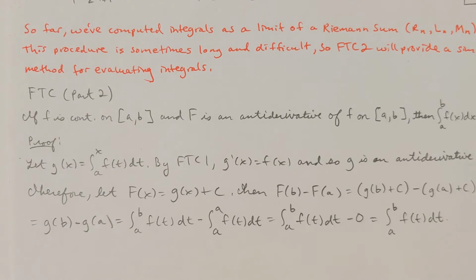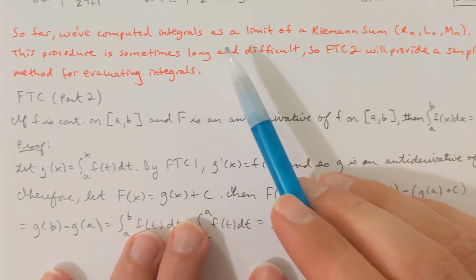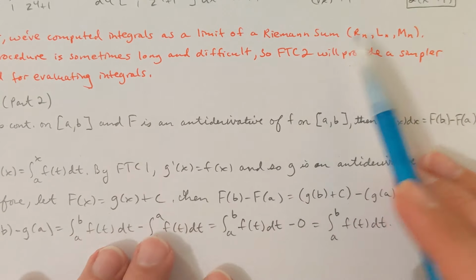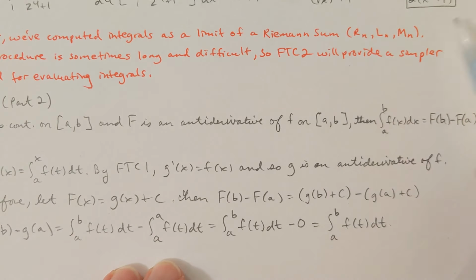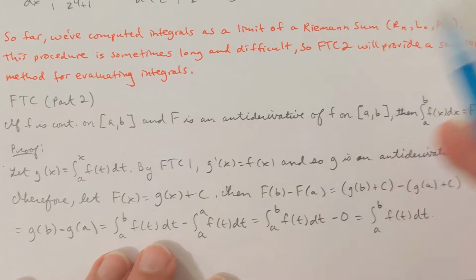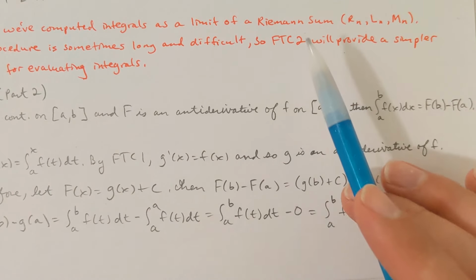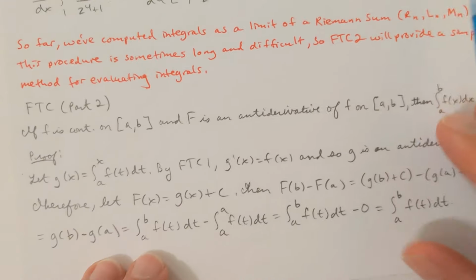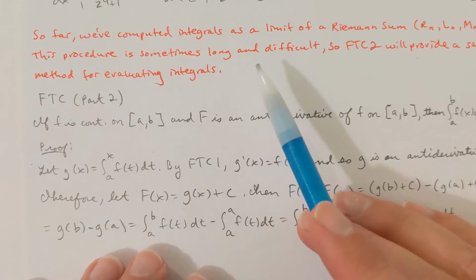So far, we have computed integrals as the limit of a Riemann sum, either using right endpoints or left endpoints. This procedure is sometimes long and difficult, so the fundamental theorem of calculus part 2 is going to provide a simpler method for evaluating integrals.